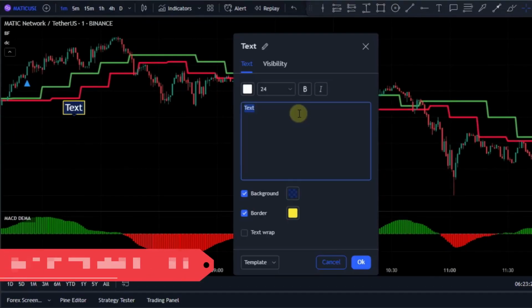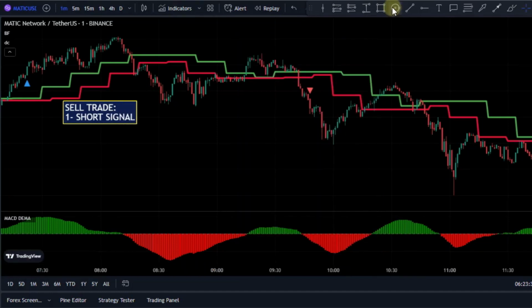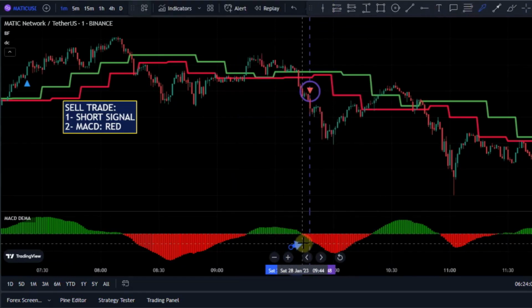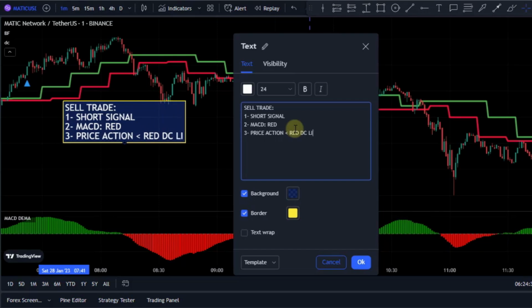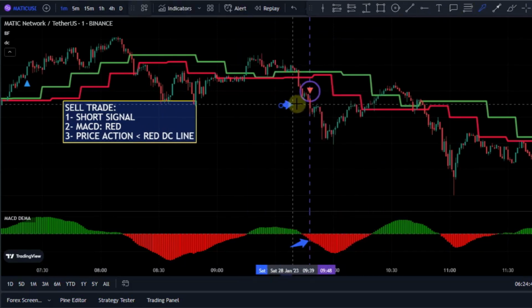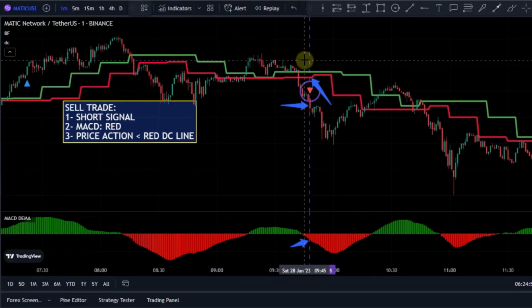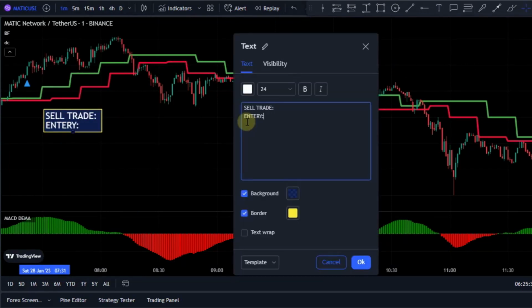To enter a sell trade, the following conditions must be met. First, a short breakout signal must be issued. And after that, this signal should be confirmed by the MACD demo, which means that the MACD histogram should be red. And finally, the price action should be below the red Donchian channel line. The signal is confirmed by having these conditions. And you can enter into a sell trade at the close of the trigger candlestick.